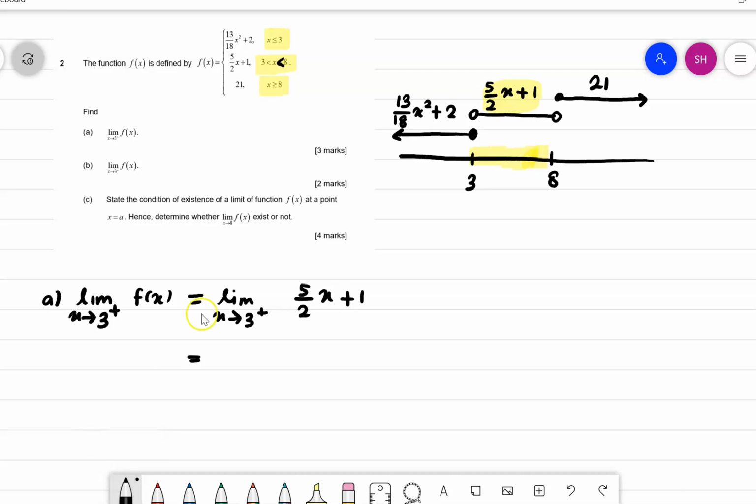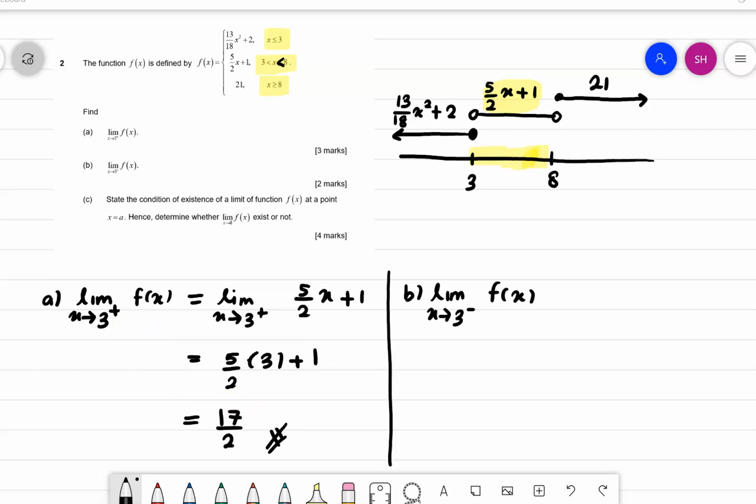And next step is we substitute 3 into x. Since we already substitute x with 3, you don't have to write down the limit. And then you simplify. 5 over 2 times 3 is 15 over 2 plus 1 is equal to 17 over 2. So limit of f(x) as x approach 3 from right is 17 over 2.